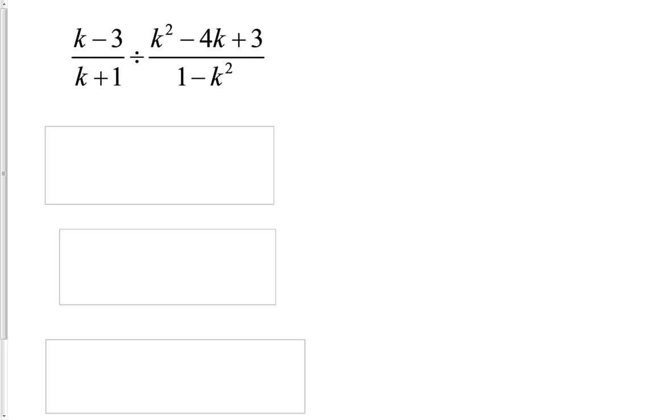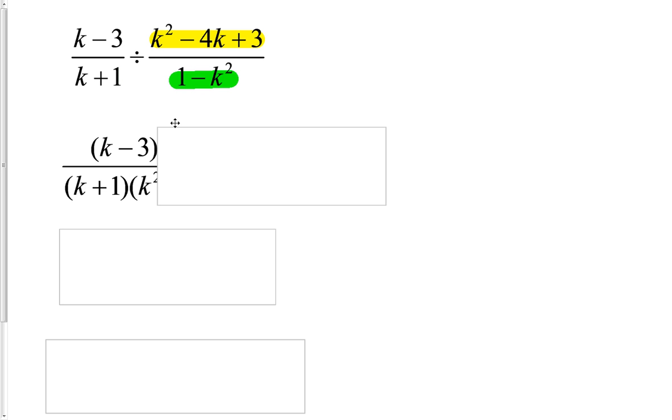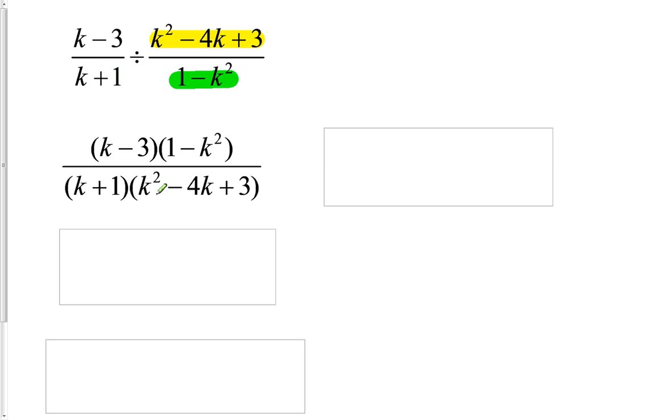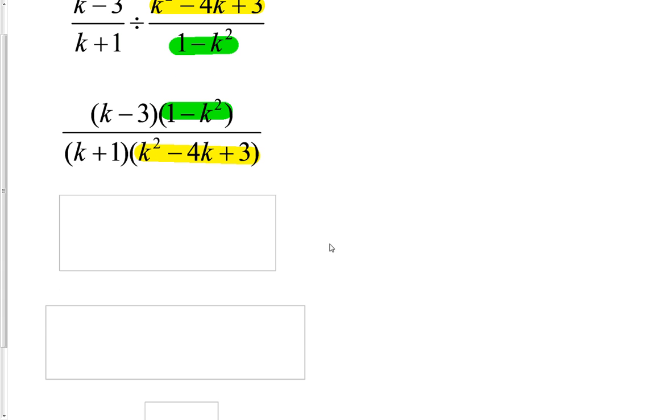Again, we're dividing, so we keep our numerator, our first fraction as it is, and then we flip our second fraction. So I'm going to just highlight the second fraction here. And when we rewrite this, we'll leave our first fraction, k minus 3 over k plus 1, as is, and then flip the second fraction. Now we have something that we are multiplying instead of dividing. At this point, we need to do our factoring step.